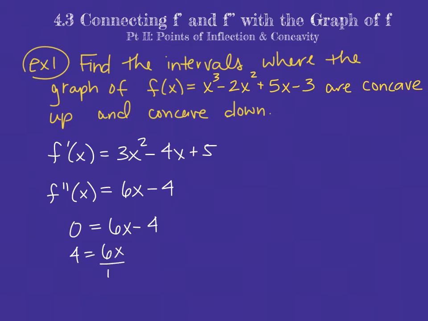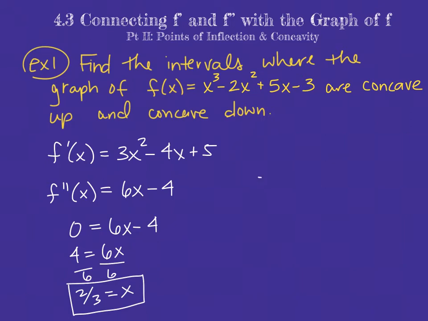So we're going to solve and simplify, and we'll get that 2/3 equals x. That means that the second derivative is 0 at 2/3. Because it's 0 there, there's a potential that we had a change in concavity there.